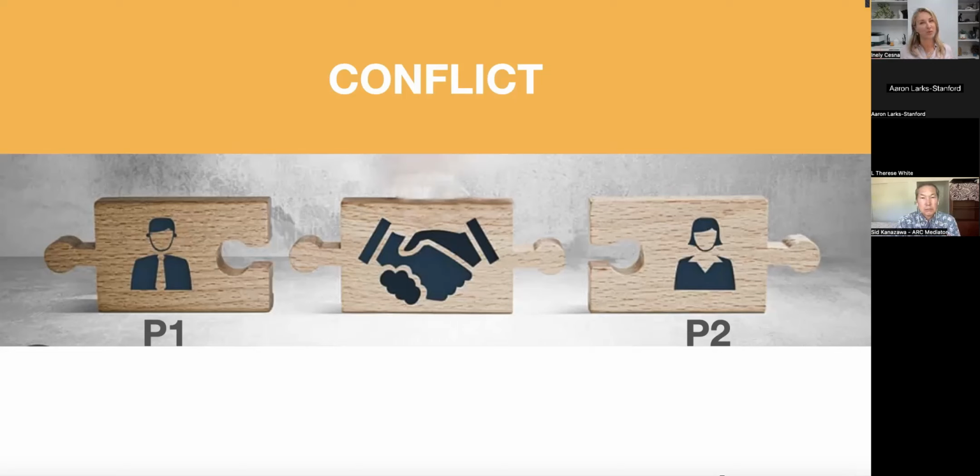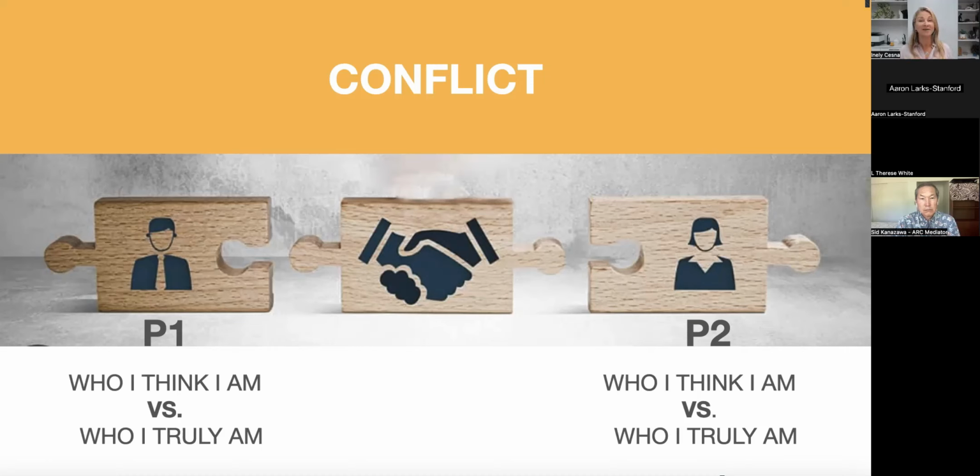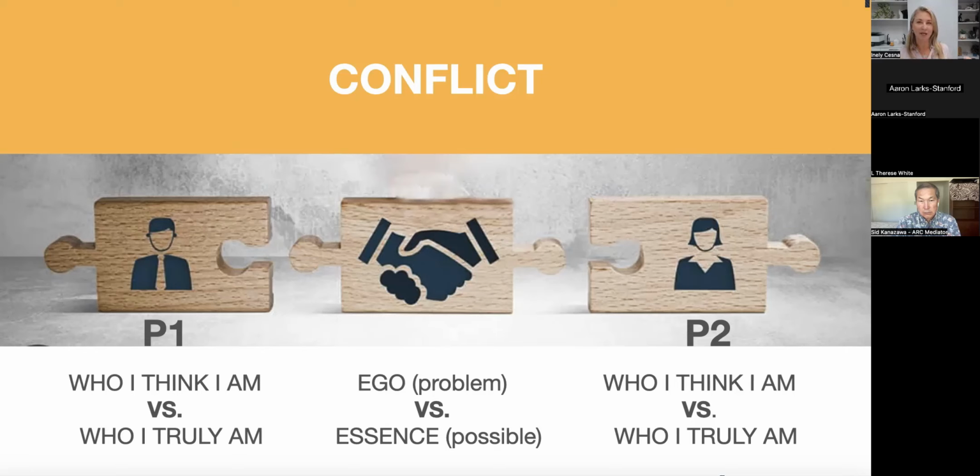There's always party 1 or party 2 or many parties in a conflict. But what happens in a conflict too, is that each party involved is actually going through another underlying conflict between who I think I am and who I truly am. That duality plays out in every conflict. Who I think I am is our ego, and our ego can become very problematic. As you will see, there are 9 patterns of barriers that the ego can create.